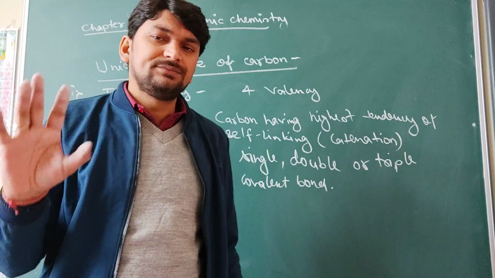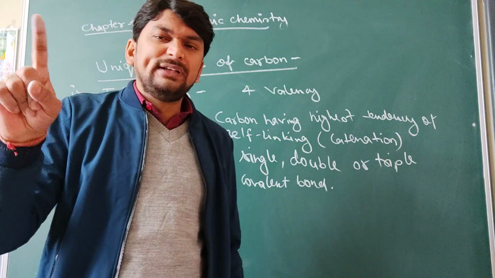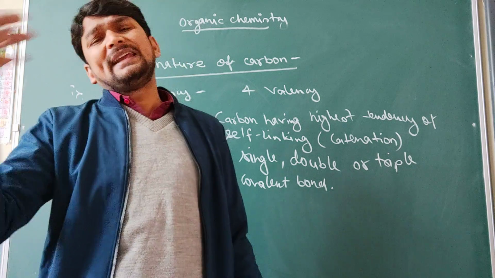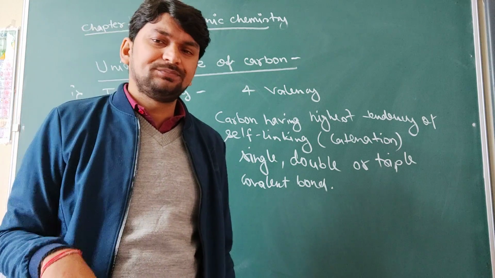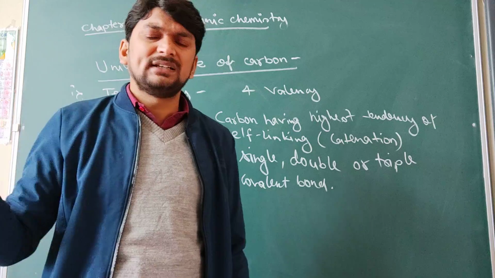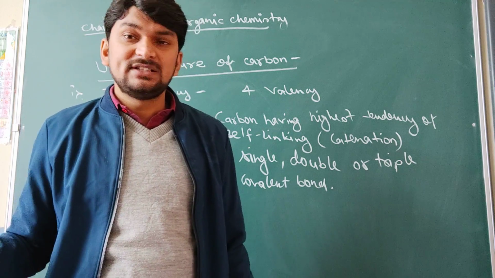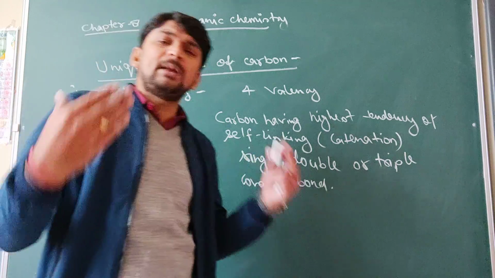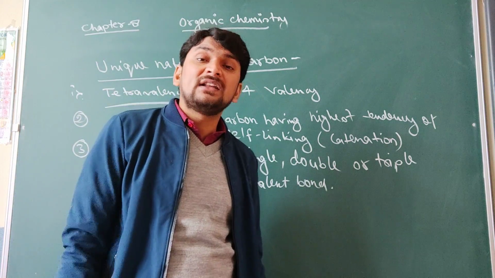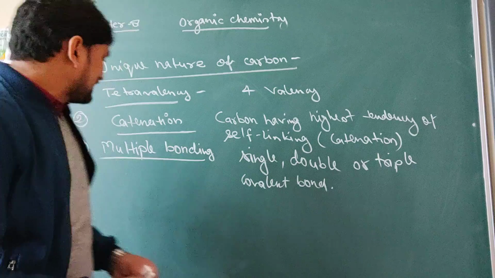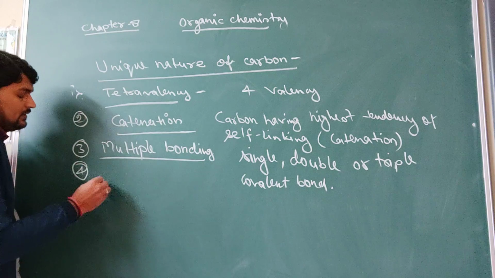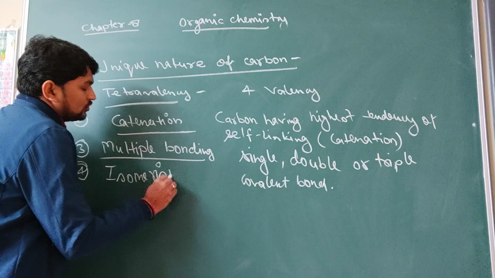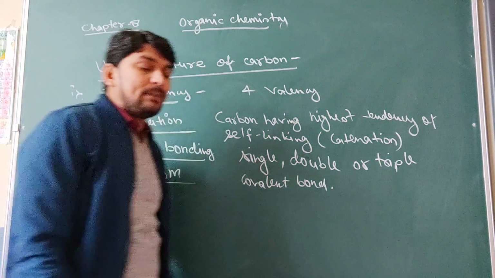Hydrogen, only single, no double. Nitrogen, only single and triple, no double. Clear? You can take any element like chlorine, only single. Sulfur, only single or double. No triple bond is there. Carbon can form single, double as well as triple covalent bonds, and that is its another unique property. Clear? The next unique property of carbon is isomerism. Carbon also has the unique property of isomerism, which we will discuss next day.